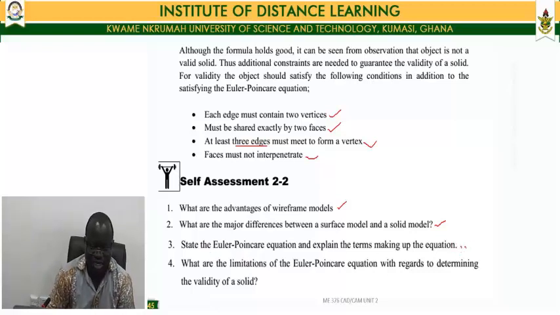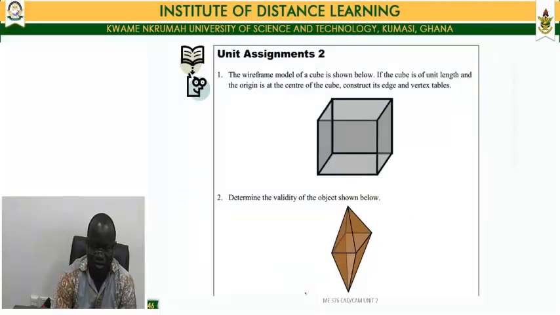So this is the second assignment. If you have this wireframe model shown here, where the cube is of unit length with the origin at the center of the cube, construct its vertex and edge table. This part you may not need to do because it is actually in the notes. We use it in an illustration. But the second question is what I want you to look at, which is the second and the third one, which I'm going to show you shortly.